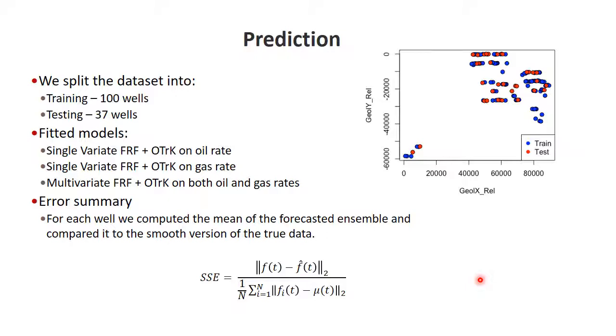So we had a single variate model with a tree. Actually, we use a random forest. I'm not going to go into the details of that. A single variate on oil and then a multivariate on both. And here's the way we summarize this. We create a measure of evaluation, which is the sum of squared errors in functions.